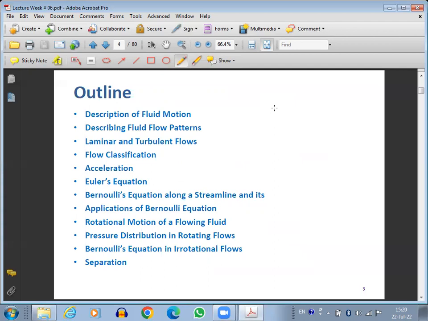If you don't know it, at least you might have heard of it in fluid mechanics. Bernoulli's equation along a streamline and its application. We're going to talk about the rotational motion of a flowing fluid, pressure distribution in rotating fluid flows, Bernoulli's equation in irrotational flows, and then the separation phenomena.